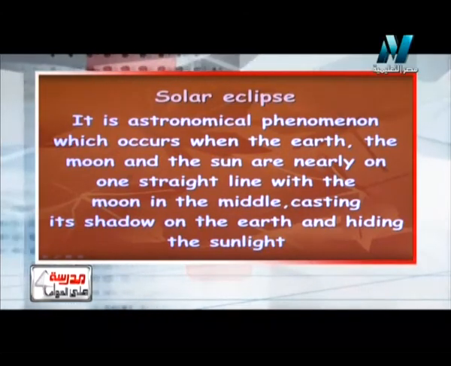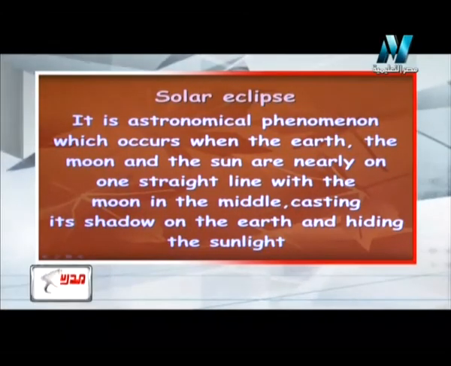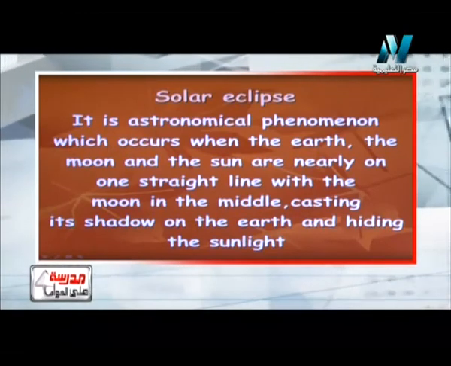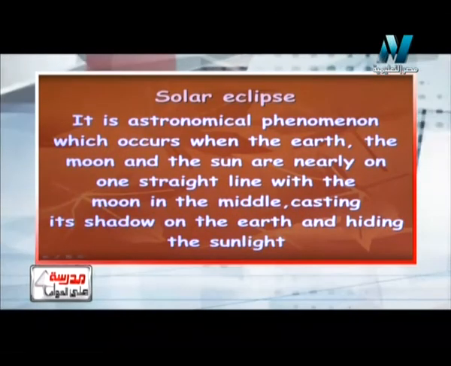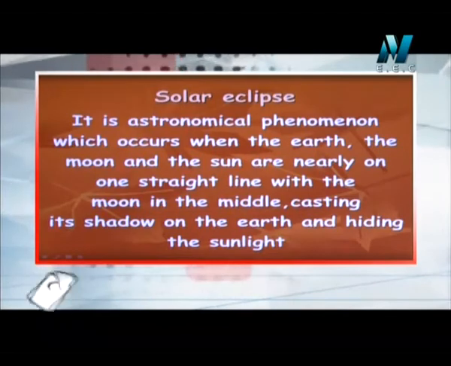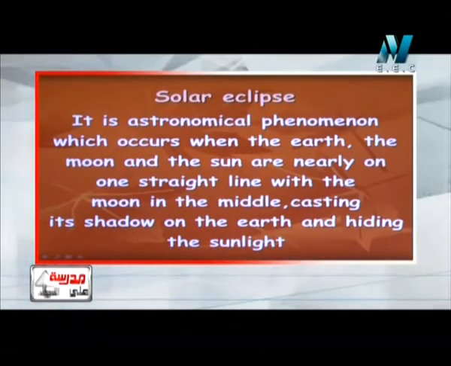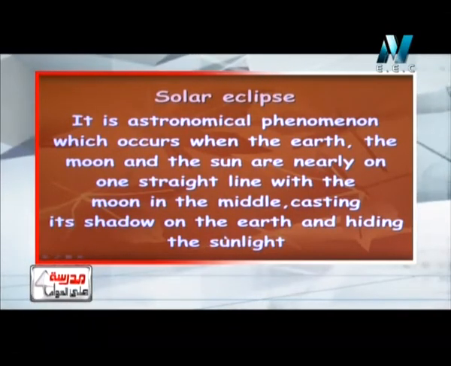What happens when the moon comes in the middle between sun and the earth? Surely the moon will cast its shadow on the earth and hide the sunlight. Again, casting its shadow on the earth and hiding the sunlight.